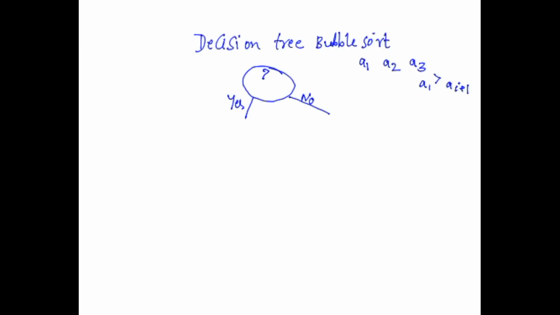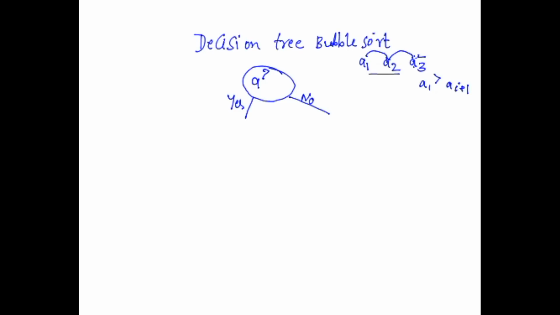So first we compare a1 with a2. If a1 is smaller than a2, then you compare a2 with a3. If a2 is smaller than a3, then you don't do any swapping. Then we declare that a3 is the largest number, and you come back and work with the remaining n minus 1 numbers. In this case, you just compare a1 and a2. And if a1 is smaller than a2, you conclude that a1 is smaller than a2, smaller than a3. Let's write down the decision tree for this.